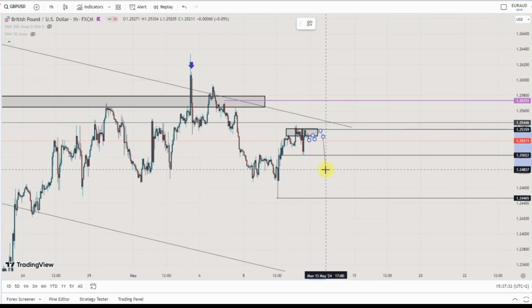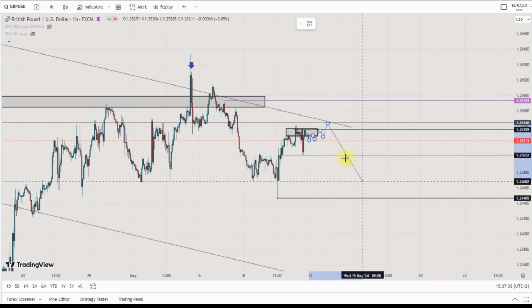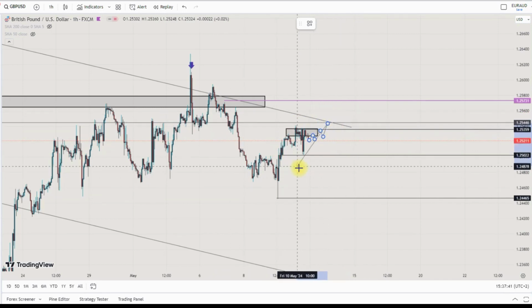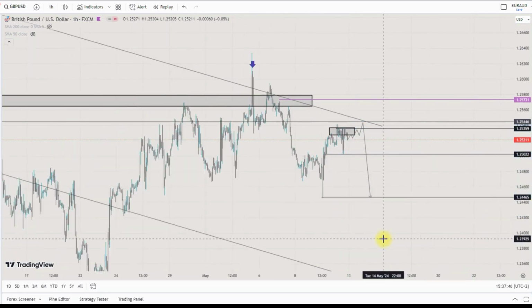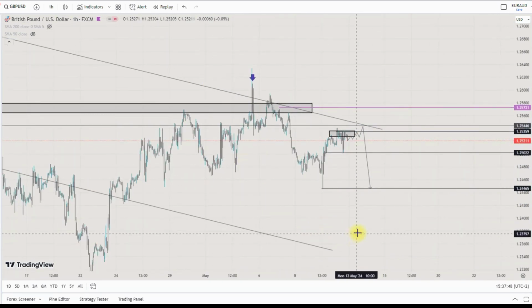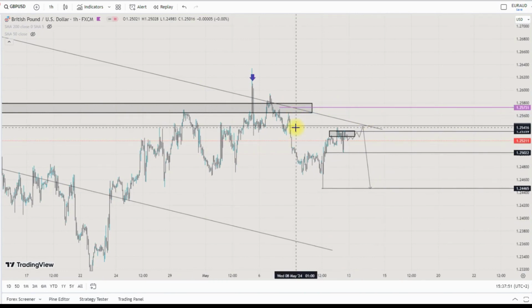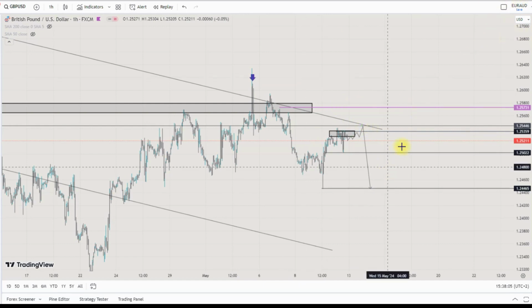a rejection from 1.25446. So any rejection from here is an opportunity for you to look for a bearish reversal back to 1.24469. So I will not be selling GBP/USD if price breaks above 1.25731. This is where I won't be selling, but anything below this price I'll be willing to sell the GBP/USD. But my safe zone is here.